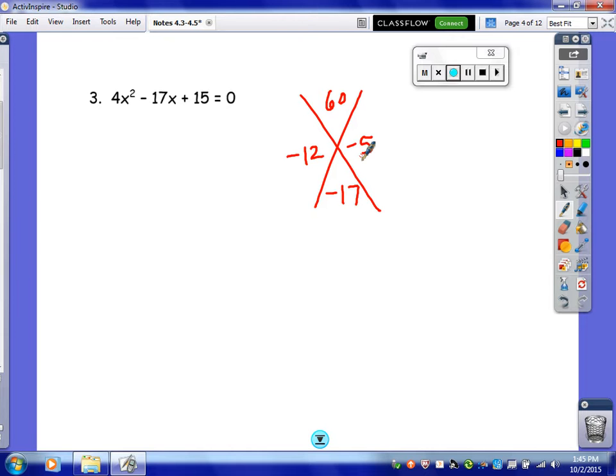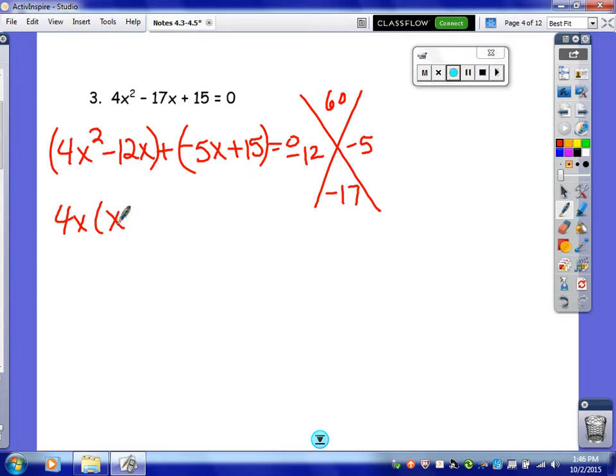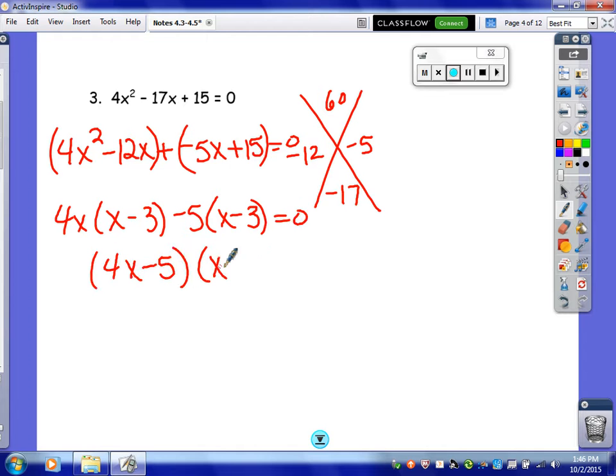Alright, let's factor. Like I said, if you're using my method, as long as you can factor correctly, I'm fine with whatever method you use, as long as you know how to factor correctly and consistently. But this method that I'm doing will work for any kind of trinomial factoring that we do. Alright, so there are my factors.